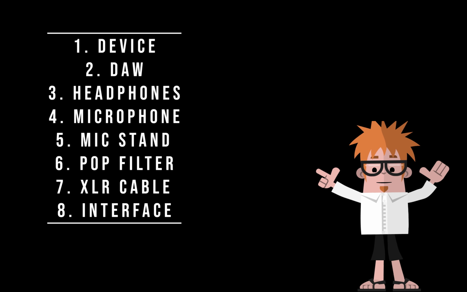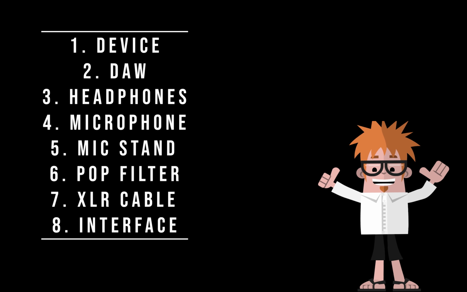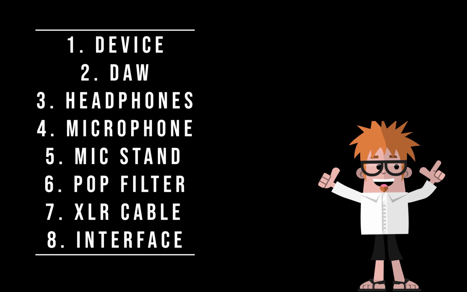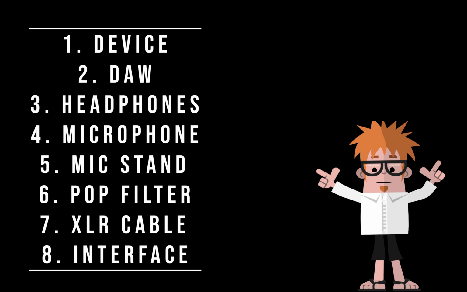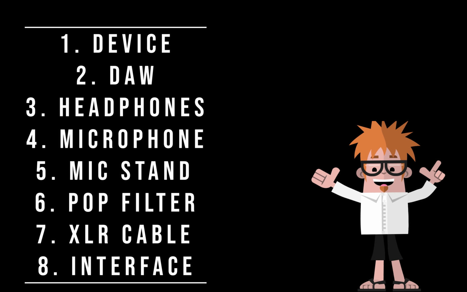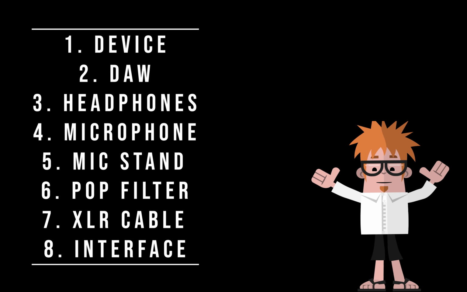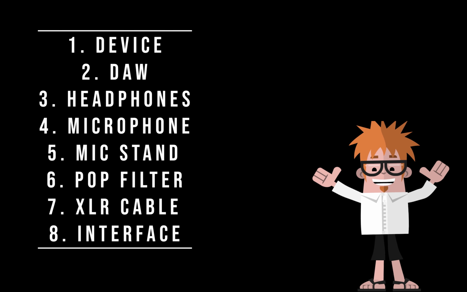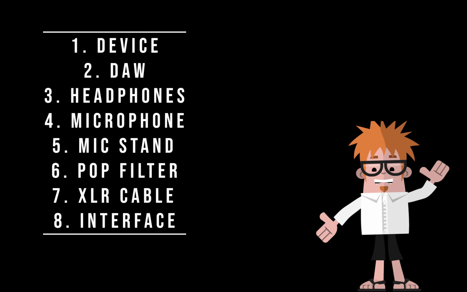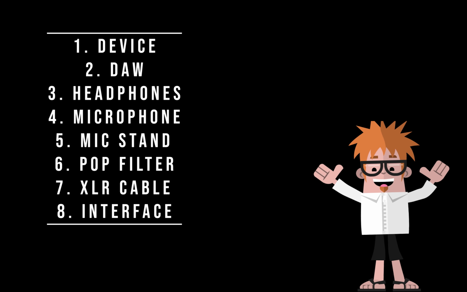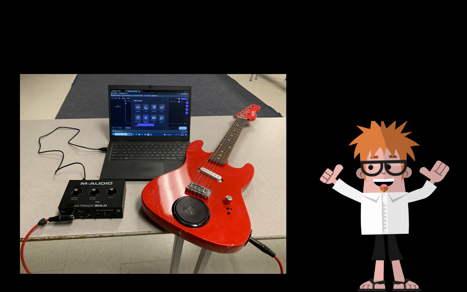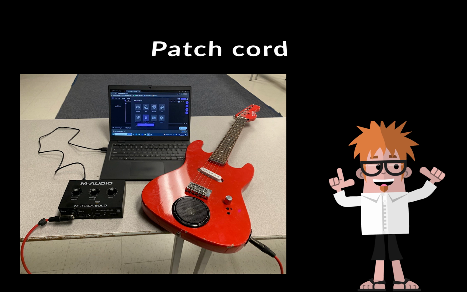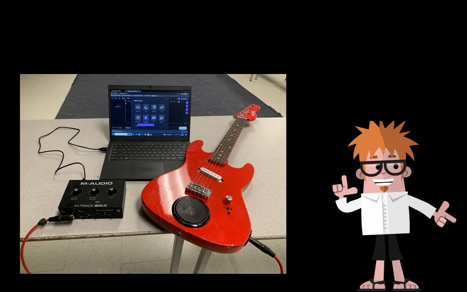We have our device. We have a DAW. We have headphones. We have a microphone stand, a pop filter, an XLR cable, and the interface. This is going to bring our voice into the interface into digital. If you want to add an instrument, the only thing that you need, let's say you have an electric guitar, you're going to want to use a patch cord. This patch cord is kind of like the XLR cable, but it's the ones that you use for instruments, and it looks like this.